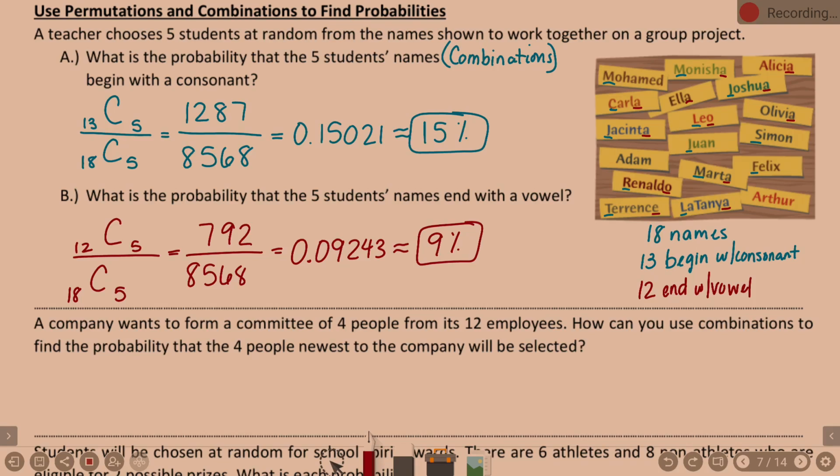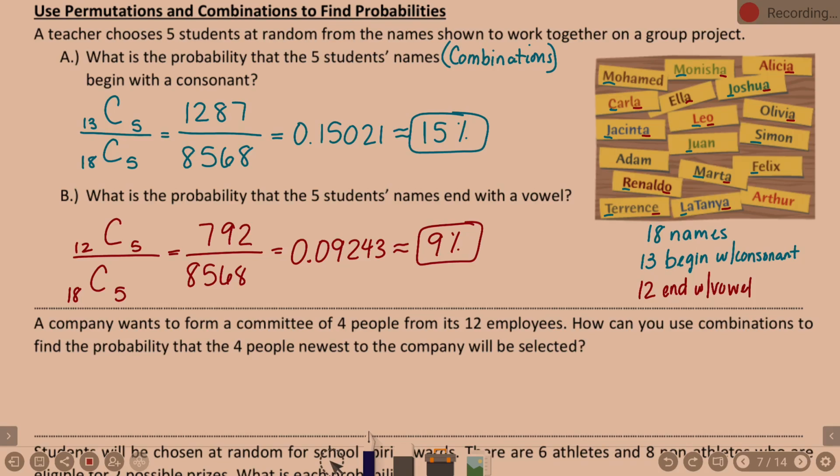Okay, I'm realizing we're not going to get through this whole page, but you're starting to see probability, right? Let's go ahead and talk about this next one. A company wants to form a committee of 4 people from its 12 employees. How can you use combinations to find the probability that the 4 people newest to the company will be selected?